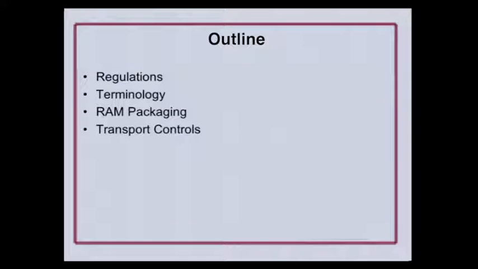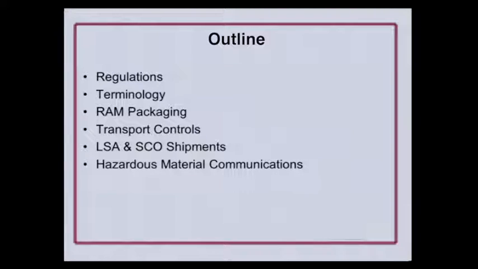Transport controls, what controls are put into effect for the actual transport of the material, in accordance with the 49 CFR. The LSA and SCO shipments, low specific activity, and surface contaminated objects. That's what this acronym stands for. We'll define that in more detail later. But we're going to look specifically at those two types of shipments because they're the majority of the shipments that we do. And we'll dig deep on that.